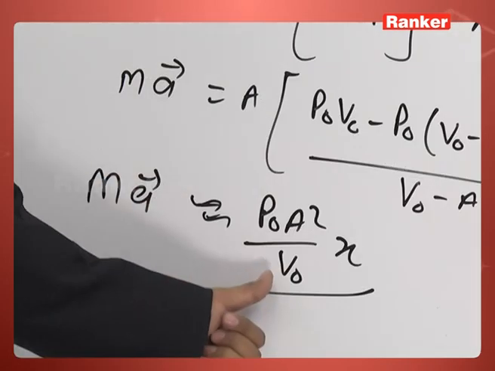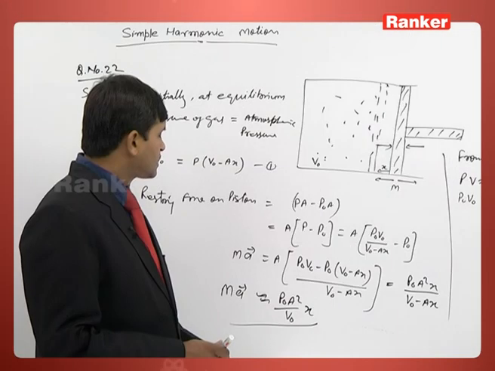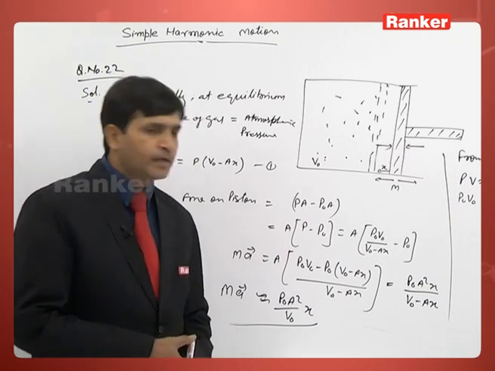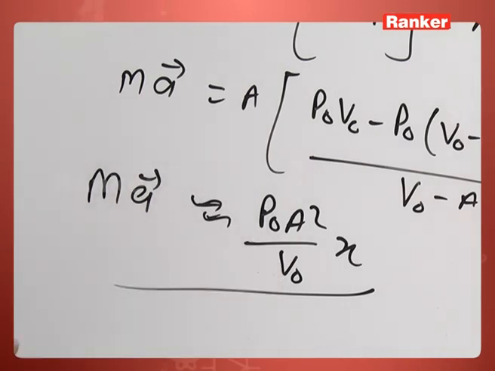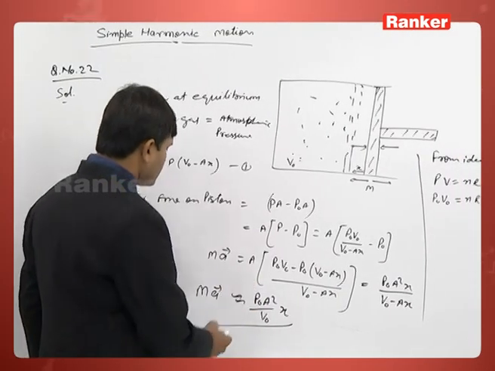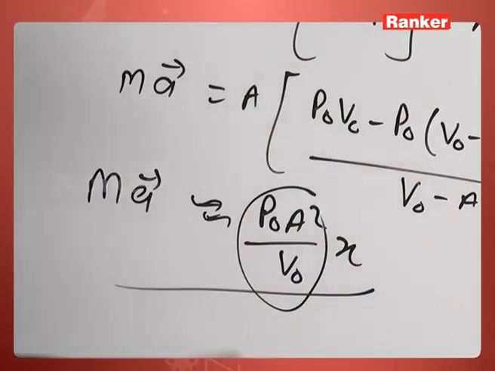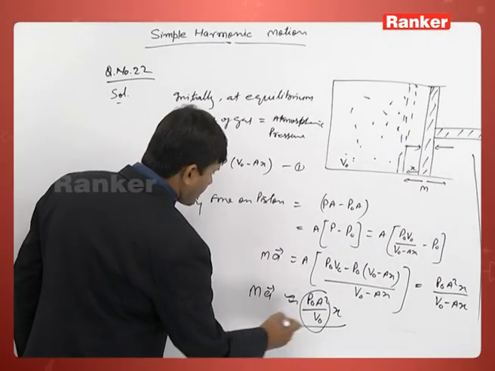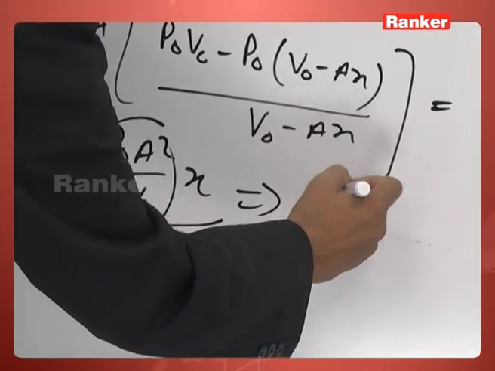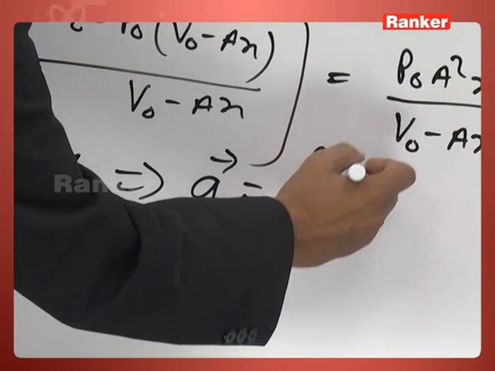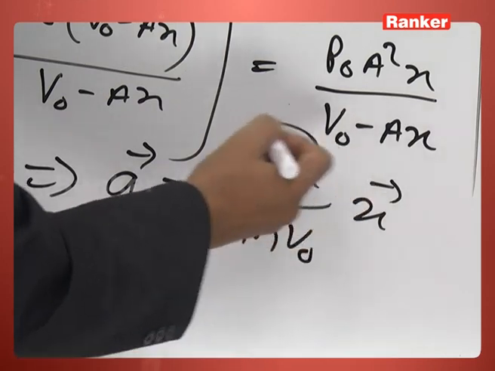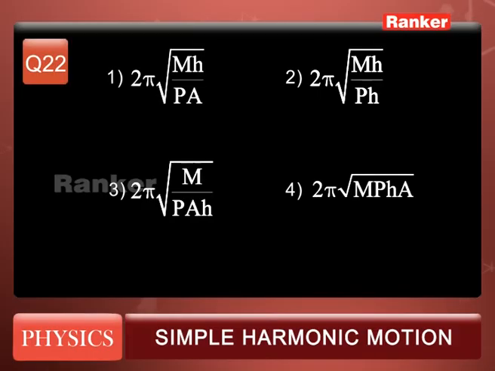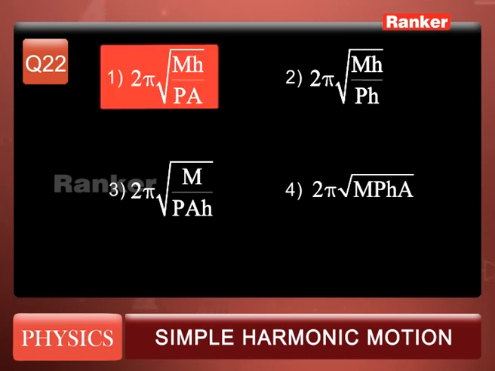Now, with omega square, the time period will be 2 pi root over M V naught by P naught A. So A is equal to P naught A square by M V naught into X. This term will be omega square, and now we can convert. So option number 1 is the correct answer.